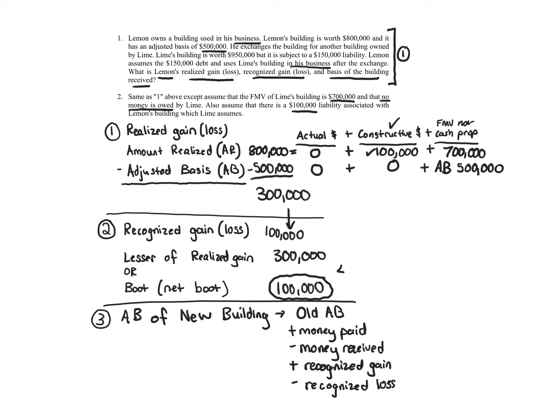Let me erase this arrow because I don't want there to be confusion. I meant to bring that down here. It was more so meant to go here. There you go. All right. So we've got our recognized gain, $100,000. Now the third step is to calculate the adjusted basis of the new building.